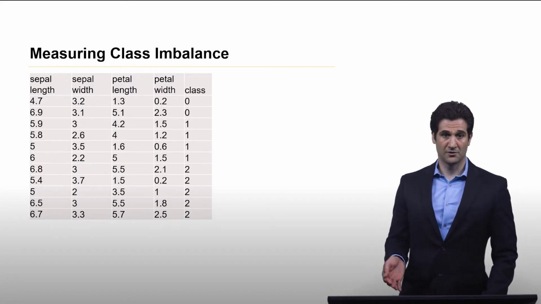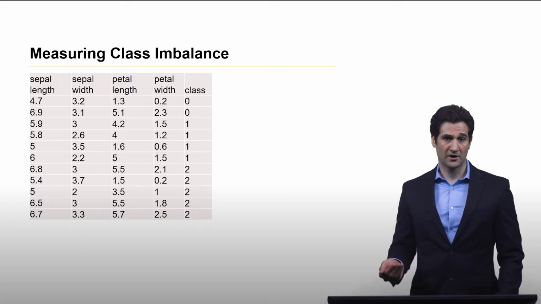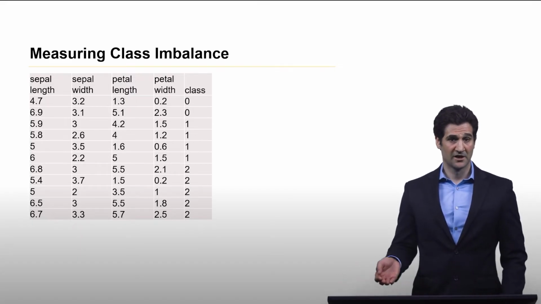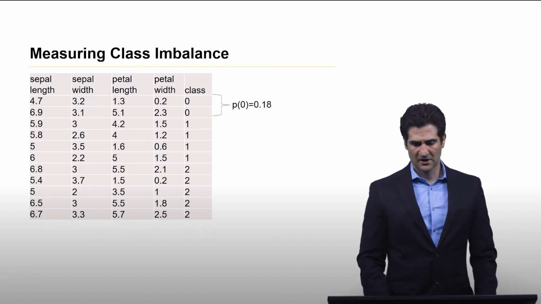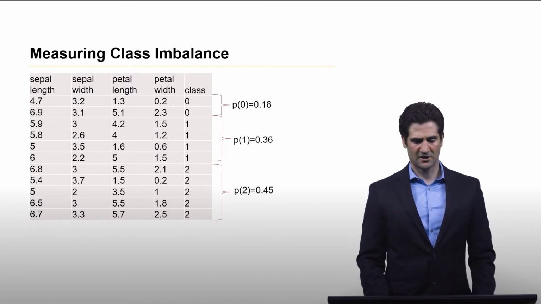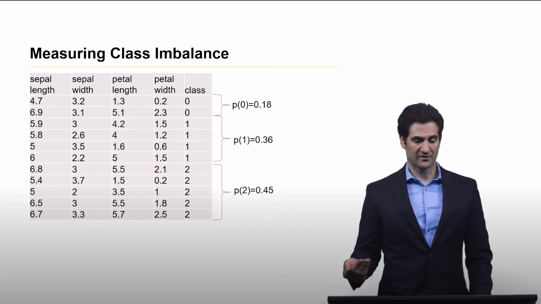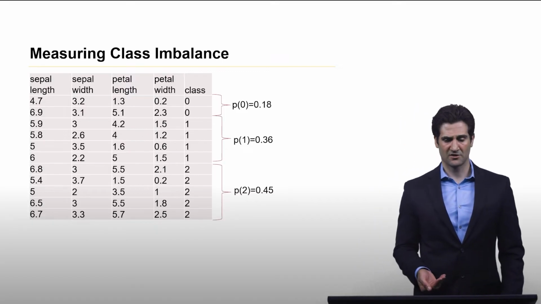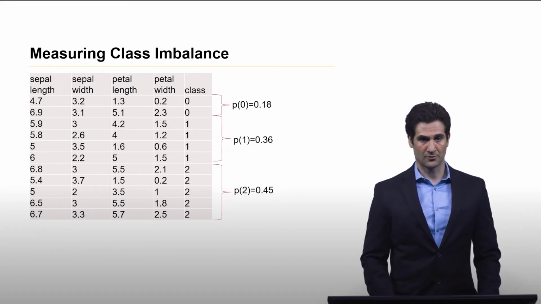So let's return to our favorite data set for determining what kind of species of iris we have given these measurements of petals and sepals. And we can see here, looking at the class imbalance, is simply the probability of a random sample belonging to a given class. So again, for class 0, we have 2 out of 11, or 0.18 probability.